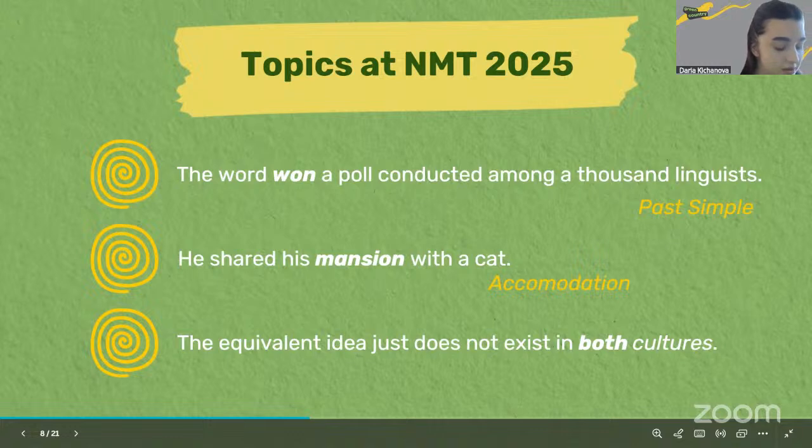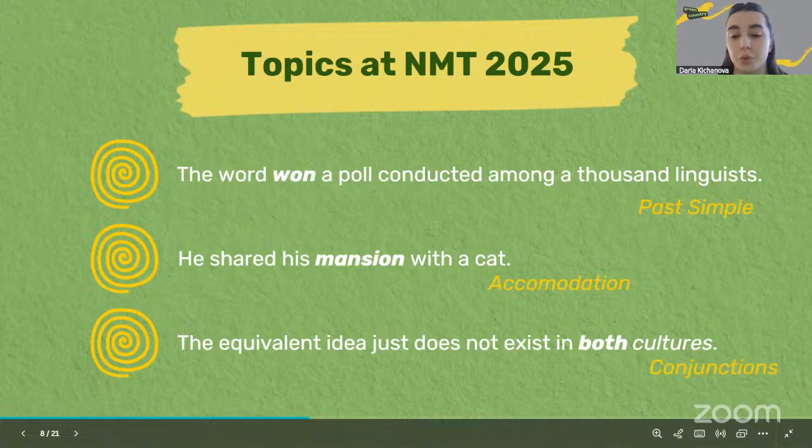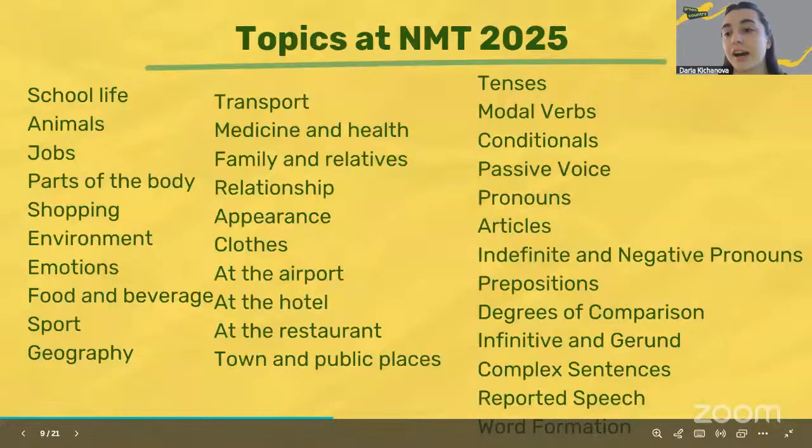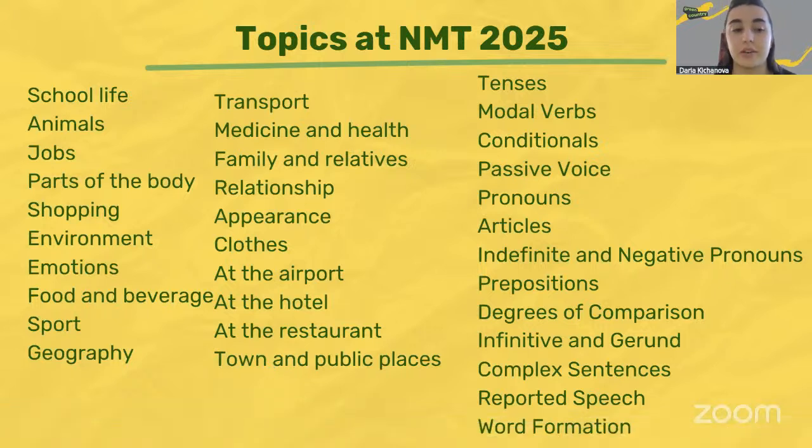I can see some answers in the chat. Good. So past simple, accommodation, nice. So the last topic was conjunctions. So here you can take a look just at 3 examples of the topics. But at NMT, we have quite a lot of them. So now I want you to take a look at them and check what topics we have.